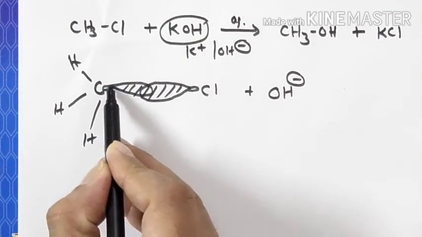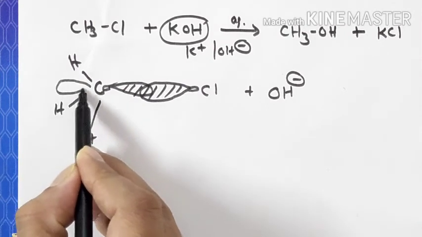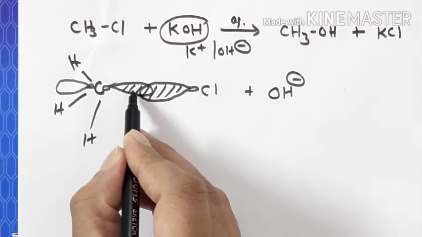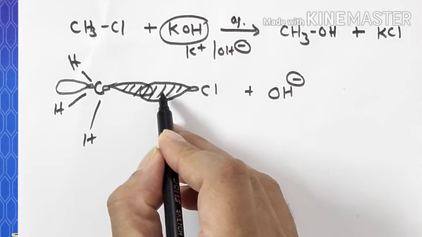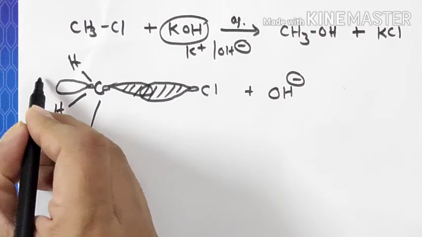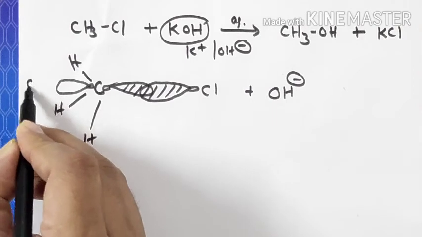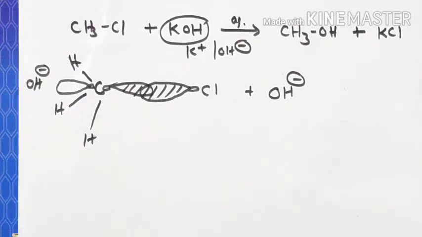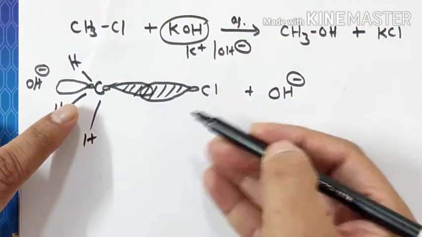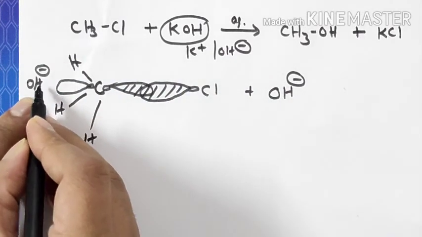Let's see. This is the bonding orbital, right? Obviously here there will be an antibonding orbital too. Carbon has electronic waves equivalent to an electron, and chlorine also has electronic waves equivalent to 2 electrons. Now this OH minus is going to come close. It can't come from the chlorine side because chlorine is present there and there would be repulsion between them. So this OH minus will come from the backside.